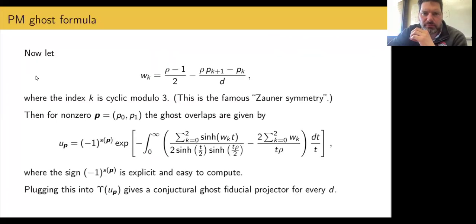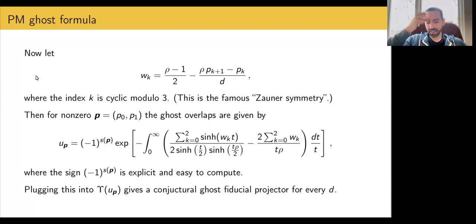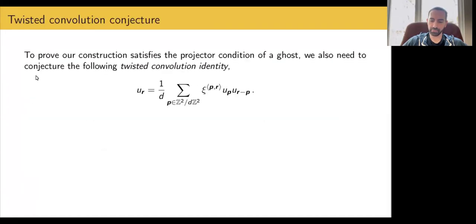Yeah, go ahead. I know how to verify whether overlaps give me a SIC if they're non-ghost. Is there a way to verify analytically? Great question. No, not really. But let me say a little bit more. I think I might be addressing your question on this slide, actually.